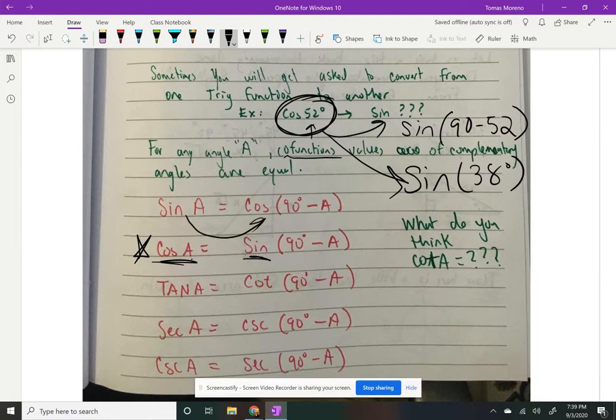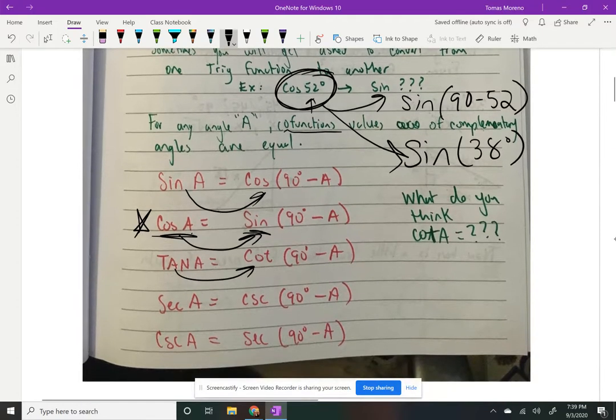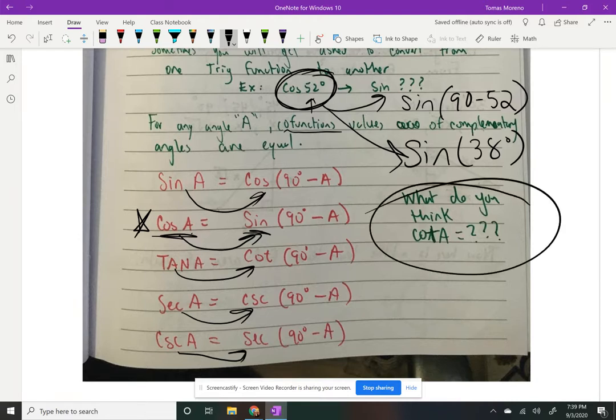So sine converts to cosine, cosine converts to sine, tan converts to cotan, secant converts to cosecant, cosecant converts to secant. So now, what do you think cotan equals to? So think about it. You guessed right. Cotan will go to tan, right? And the idea stays the same. So it'd be 90 minus A. Okay, and A is whatever angle they give you. So whatever angle this is.